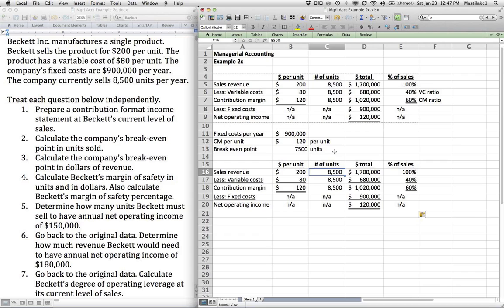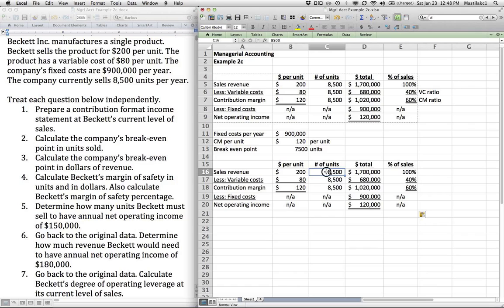If you recall, our number of units in these second and third rows are keyed to the number of units up here. We've got 8,500 typed in up here, and the two other ones, variable cost and contribution margin, both refer back to that 8,500. So if we set this number of units equal to the break-even, we'll see our entire income statement at break-even, and it'll prove to us that this is correct and help us understand the relationship.